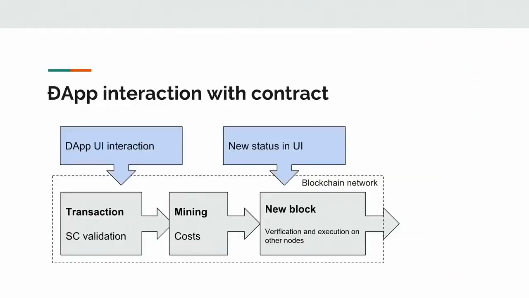Now just a quick explanation of how the interaction happens. As you can see, when a user clicks a button or adds some information, you initiate a transaction which goes through Web3 into the blockchain and, let's say, calls the contract. The contract is executed. If it's correct, it becomes a valid transaction, which is added to the list of things that need to be mined.